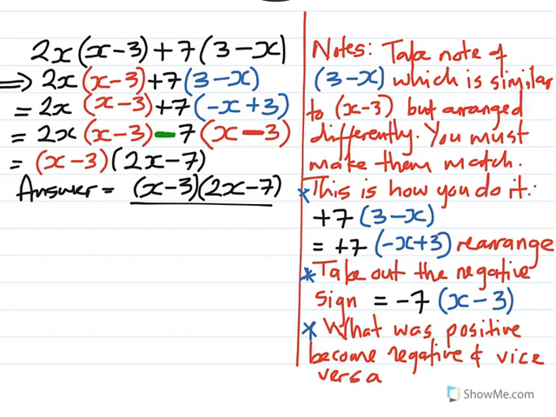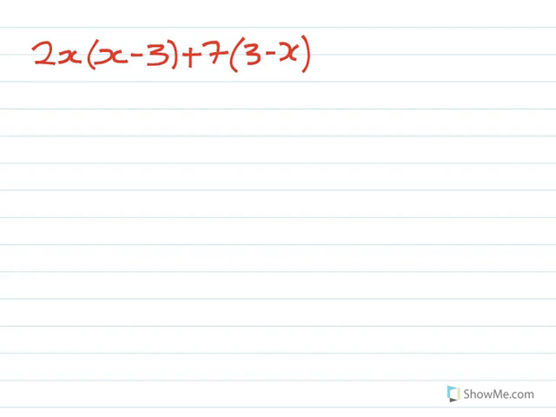Now, I'm going to go through this method again much slower so that you can see what actually happened. Whenever you're given this problem, let me write it again so that you can see. So this is the problem. It's 2x(x minus 3) plus 7(3 minus x). Now, I want you to take a look at the following: x minus 3 and 3 minus x. You can see that the two look similar, but they are different because in the first one, x is positive, and in the second one, x is negative. In the first one also, it's minus 3, and in the other one, it's a positive 3.